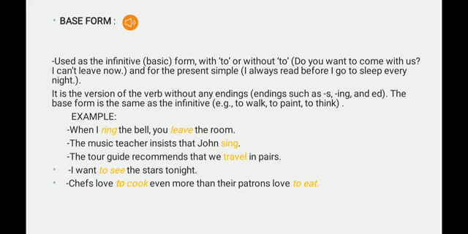But to explain it in a better way, let us try to read and understand it. So base form is used as the infinitive form. Infinitive means a basic. So it is used as the basic form with to or without to. For example, do you want to come with us? So you are using a to. I can't leave now. So here you are not using a to.